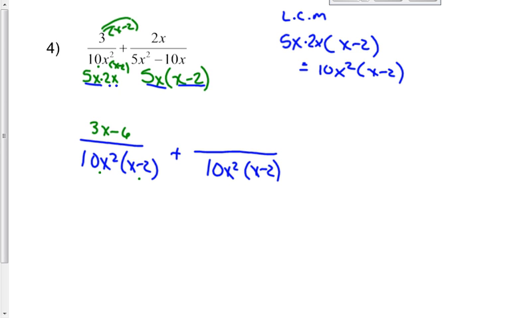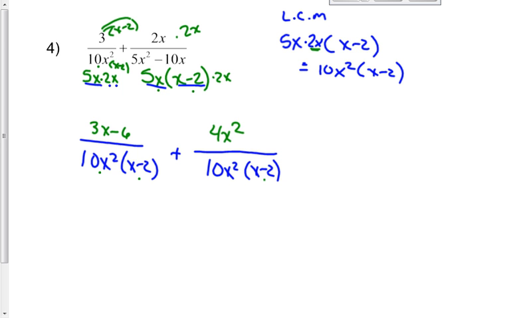In the second one, I have 5x with the x minus 2. I'm supposed to have 10x squared with the x minus 2. So the only piece that's missing is how I get from 5x to 10x squared. That's the 2x, that extra 2x that I need. So I'll have to multiply by 2x on both the top and the bottom. That gives me 4x squared up here, and then the required 10x squared, x minus 2 in the bottom.